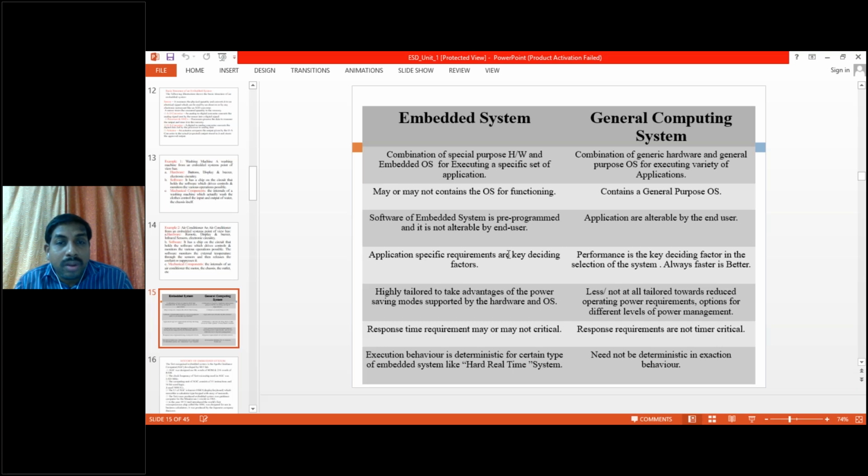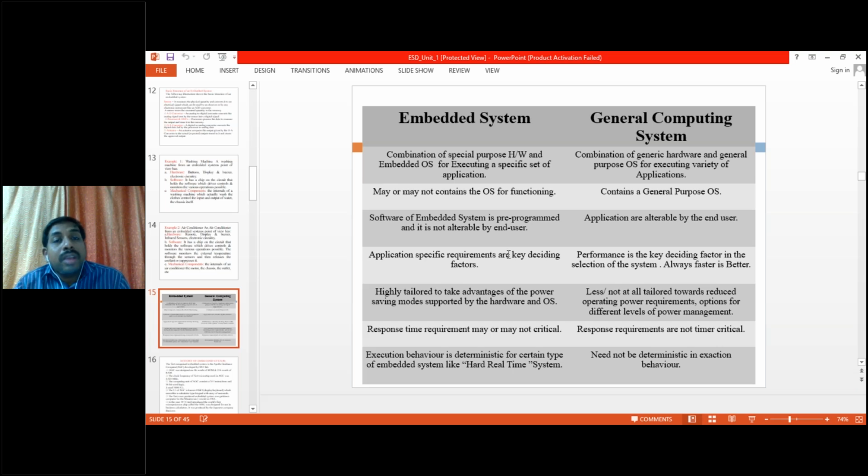The software of an embedded system is pre-programmed and is not altered by the end user. But application software, like a Turbo C program you have written for executing a Fibonacci series, you can alter again. That application written for generating a Fibonacci series is altered by the end user, whereas the software written for controlling the embedded system is pre-programmed and is not alterable by the end user. So after differentiating embedded system from general computing system, you should understand that the software part is pre-programmed and is not altered by the end user.